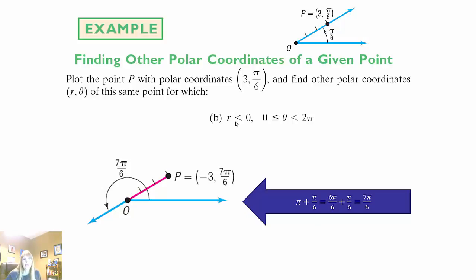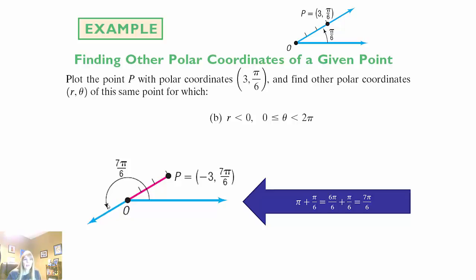All right, the next one, r is less than 0. So that tells me now I'm going to change the 3 to -3. And I want to stay between 0 and 2 pi, so I'm not going all the way around. So if you think about it, draw your angle. So your angle, you go pi over 6. And then I'm going to go the opposite direction out 1, 2, 3 units.